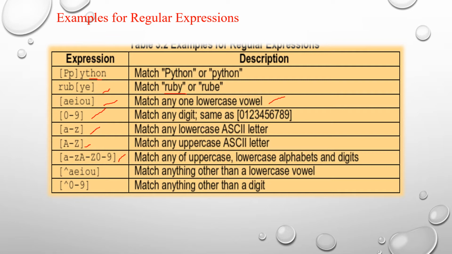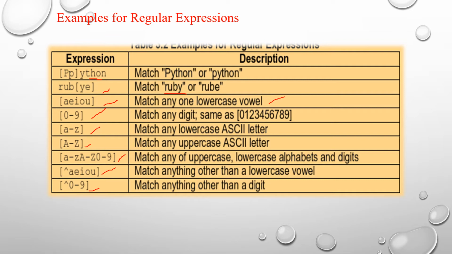The next one is a-z lowercase, A-Z uppercase, and 0-9, all enclosed within the square brackets. The description of this expression is match any uppercase or lowercase alphabets and digits. The next one is caret aeiou, enclosed with the square brackets. The description is match anything other than a lowercase vowel. The next one is caret 0-9: match anything other than a digit.